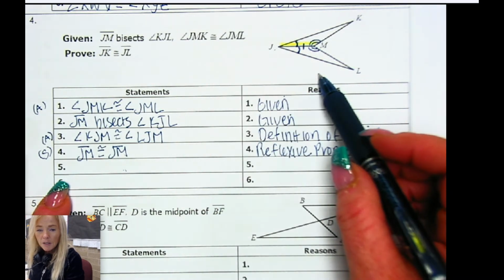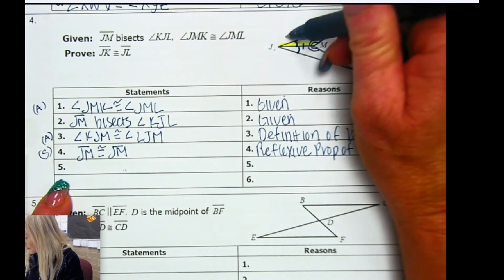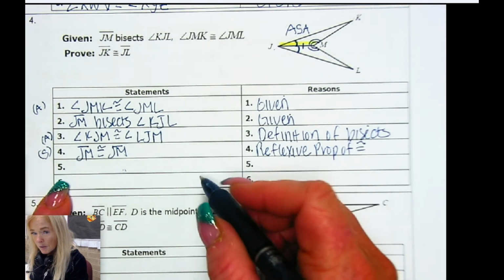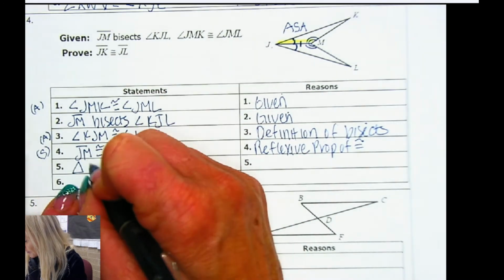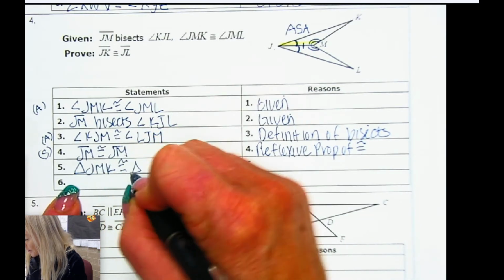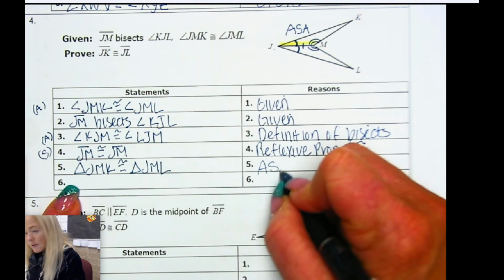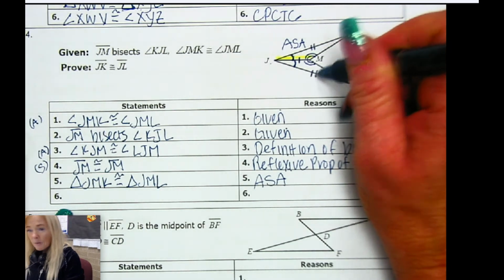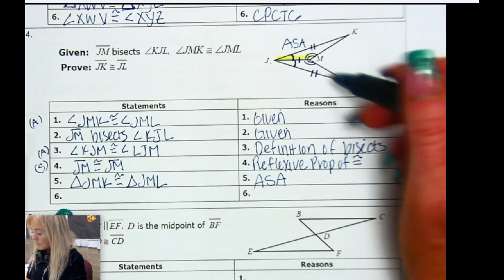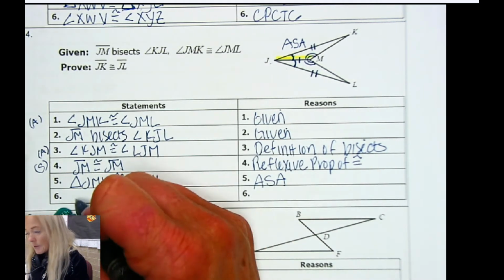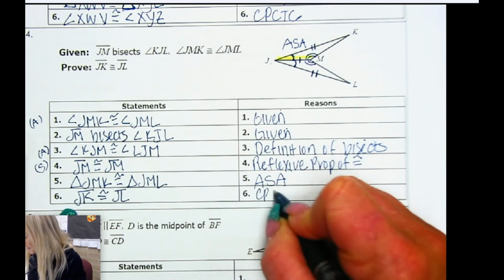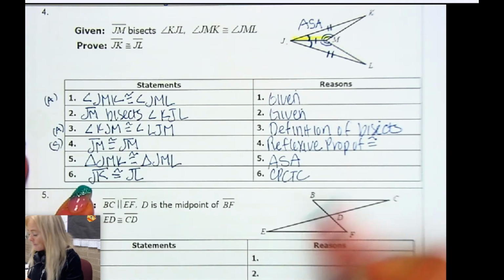All right, and then next, number 5. Let's see, we have an angle, side, angle. So an angle with an included side and an angle, the side that's between the two angles. So that's why we know triangle JMK is congruent to triangle JML by angle, side, angle. And therefore we can state that JK, just right here, is congruent to JL because they're corresponding parts of two congruent triangles. Therefore, they're congruent. So JK is congruent to JL by CPCTC.